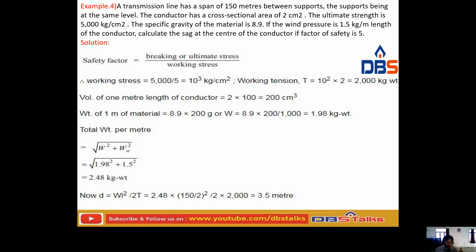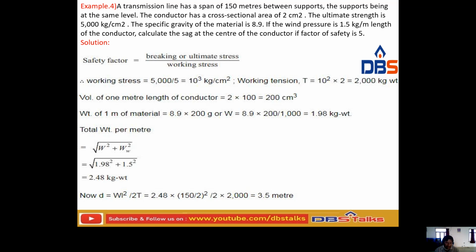Now we know the weight of the conductor and we know the weight due to the wind pressure. Now take the vectorial sum of those two. We are getting total weight W is equal to the square root of W square plus Ww square, that is 1.98 square plus 1.5 square root. We are getting total weight 2.48 kg.